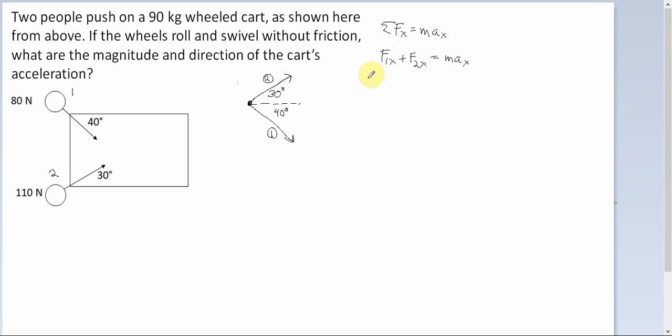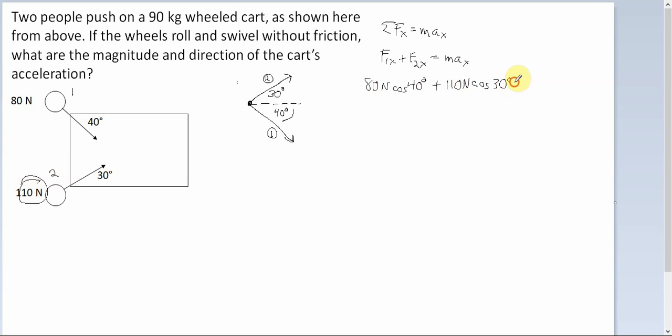F1x is going to be, F1 is 80 newtons times the cosine of 40 degrees. Actually, strictly speaking, I should say minus 40 degrees, but since we're doing cosine, it really doesn't matter. When you have negative angles, you have to worry about that when you take the sine. Plus 110 newtons times the cosine of 30 degrees. So that's the x component of this person's force.